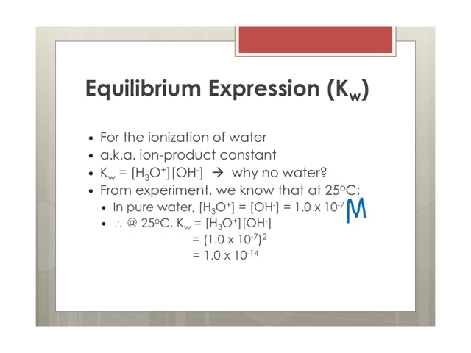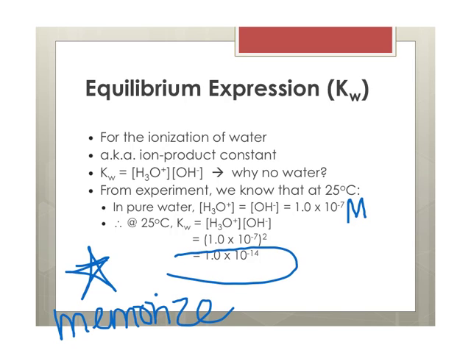So if both of those values are 1.0 times 10 to the minus 7, then we can just square 1.0 times 10 to the minus 7, and we get this number, 1.0 times 10 to the minus 14. So Kw, put a big star beside this because you need to memorize it. Kw is 1.0 times 10 to the minus 14 at 25 degrees Celsius. Okay? If the temperature changes, K can change.